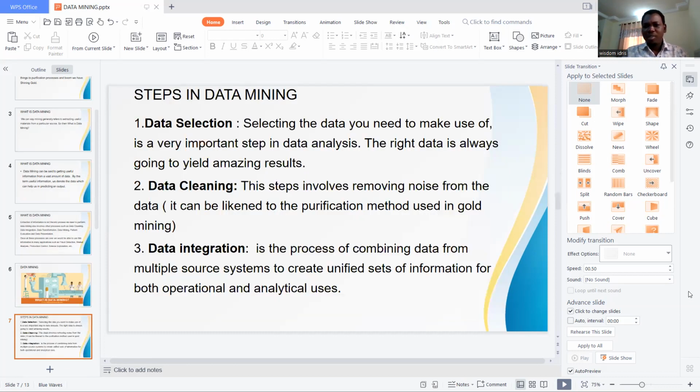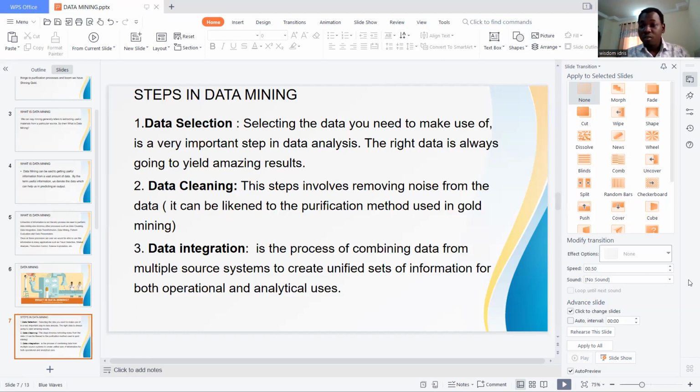So let's talk about the steps in data mining. Now we've talked about getting data useful to you. So the first step you want to do is select your data. You need to select the right data. For instance, you don't just pick out data, saying okay, I want to carry out analysis and just get out data. You need to make use of the right data. Selecting the data you need is a very important step.